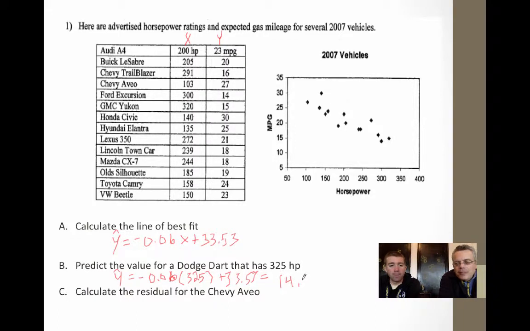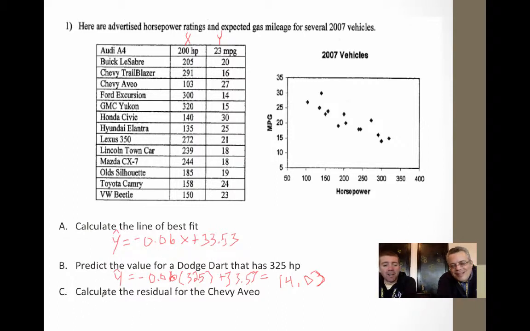14.03. So what that means is, based on our data, if a car comes along that has 325 horsepower, we would anticipate gas mileage of 14 miles per gallon. Pretty low. It's about what my minivan gets. It really stinks.